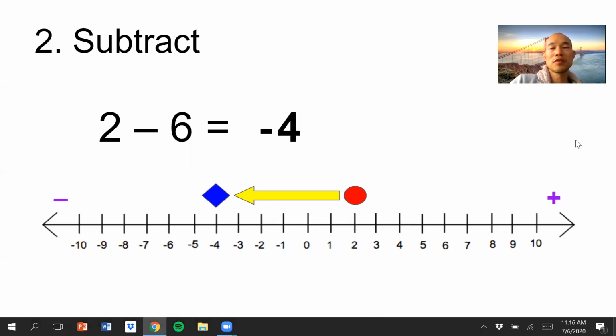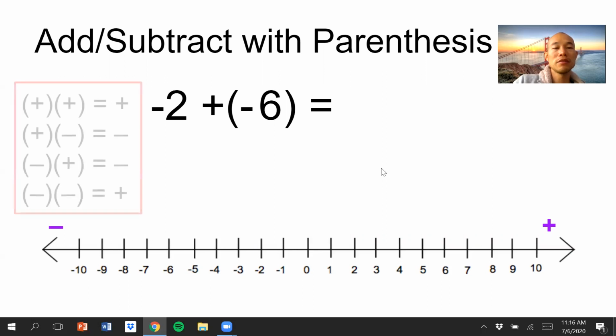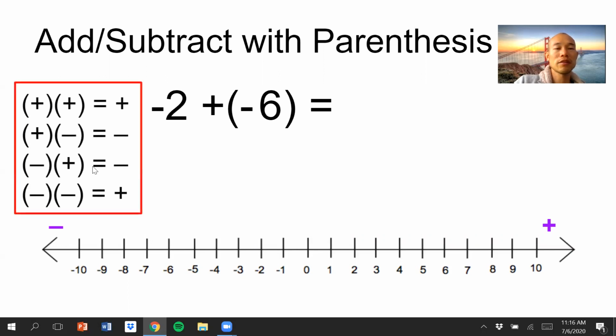In addition to adding and subtracting integers, you may have to add and subtract integers with parentheses, which can make things a little bit more complicated. So one tool that we'll use is this chart right here, which tells us if we have a positive times a positive, it stays positive, positive times a negative, or vice versa, it'll become negative, and then a negative times a negative becomes positive because the opposite of an opposite, or double negative, becomes positive.